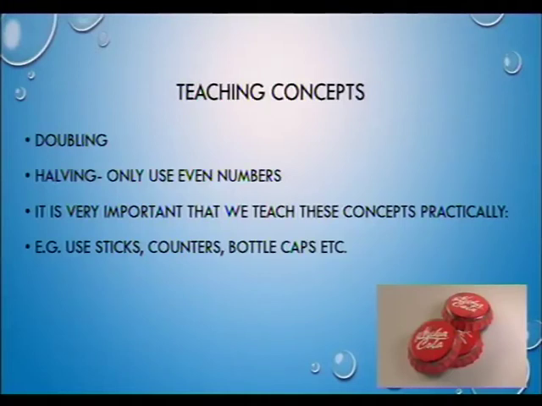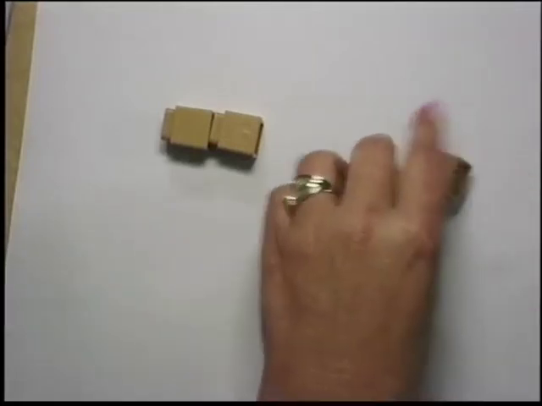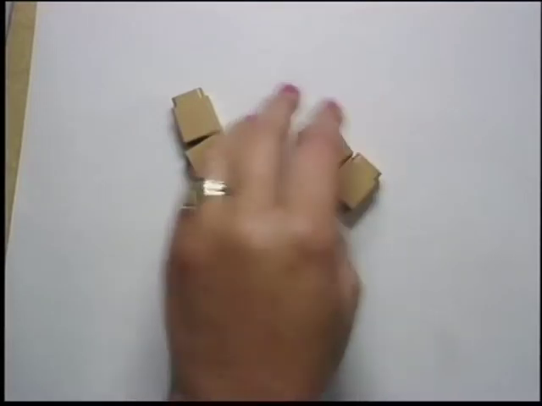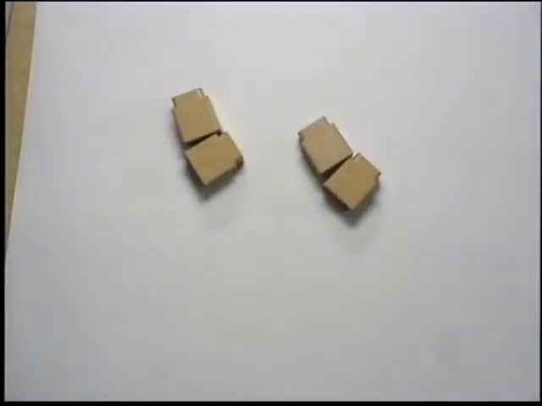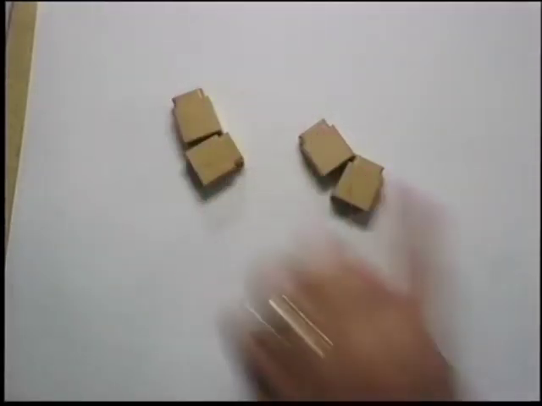Teaching concepts, doubling and halving. Doubling, again, I give my learners objects. Let's start with small numbers. I give them 2 objects and I ask the learners now, double those objects. And I have to lead them into getting that if I have 2 there, if I double, I should have 2 more. So at the end, 2 double is 1, 2, 3, 4.